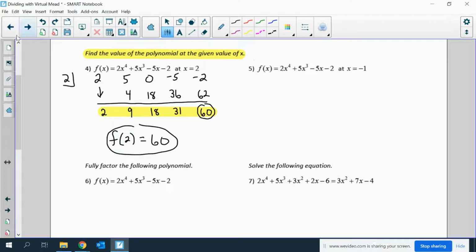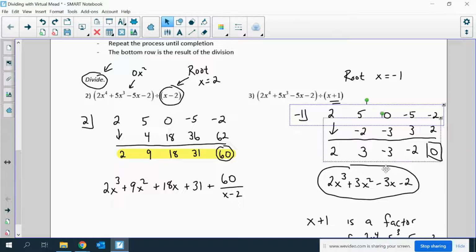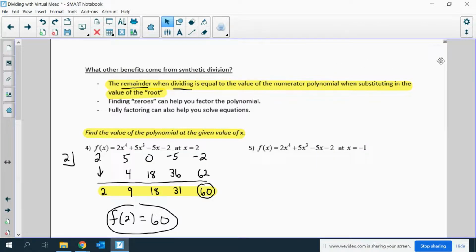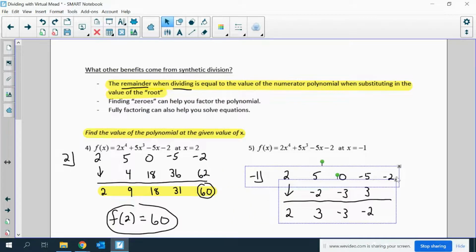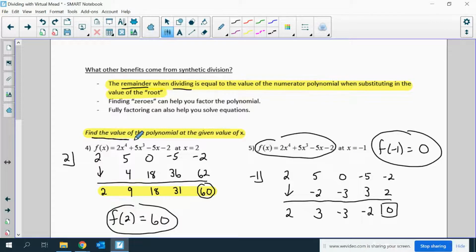So if I did f of 5, or I'm sorry, problem 5, f of negative 1, all of this is something that I could just redo over here. And then I find that my value is 0. So f of negative 1 here, if I plugged in negative 1, I'd get 0. So if I ask a different question, I can actually use synthetic division or synthetic substitution for more than just dividing. I can get a value of a function.